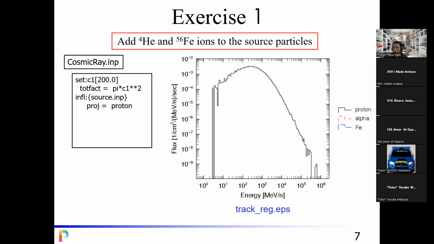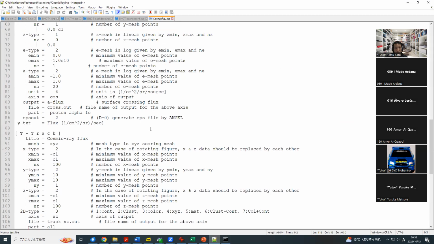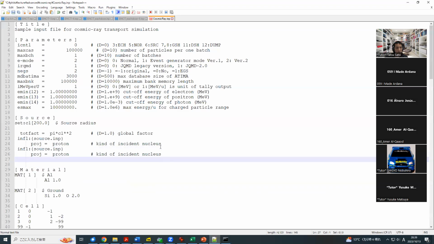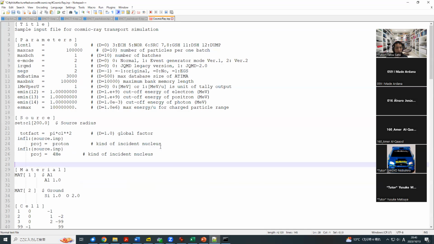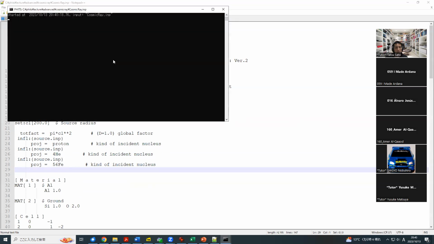Okay, so I will show the answer on my screen. So first, copy and paste, and the projectile is set to 4He. And second, copy and paste again, and the projectile is set to 59 ion. And save, run, fits.